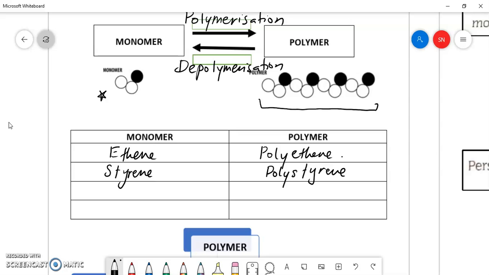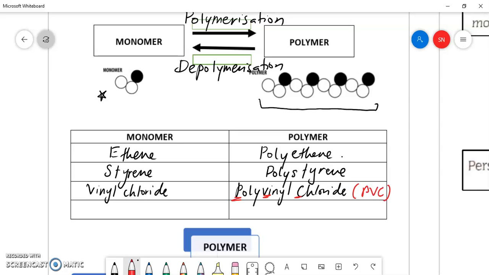Next we're going to look at something called PVC. I think you are all quite familiar with PVC used in pipes. PVC is from a monomer which is called vinyl chloride. The combination of this monomer will form polyvinyl chloride, and that is what we name as PVC, in short.